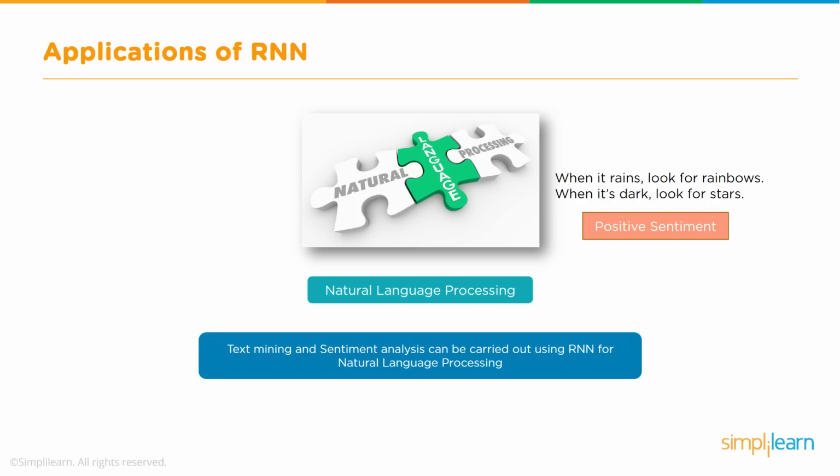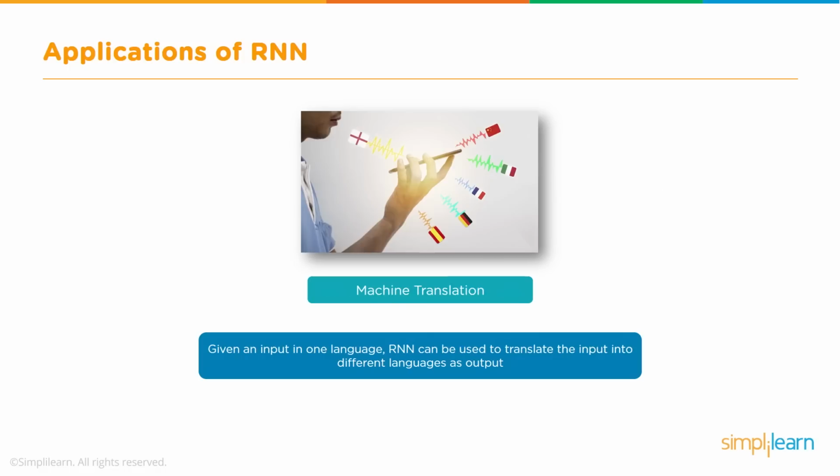Both of these are positive sentiments, and they're based upon the order in which the sentence is going. Machine translation: given an input in one language, an RNN can be used to translate the input into a different language as output. I myself am very linguistically challenged.